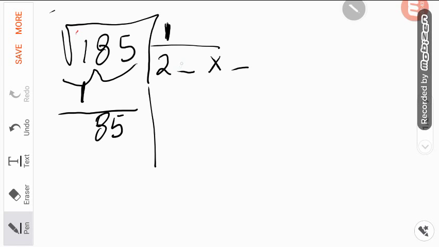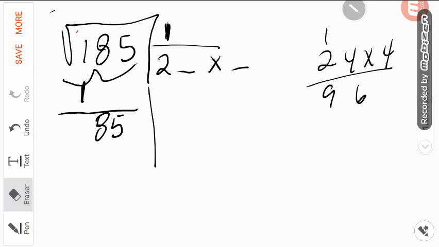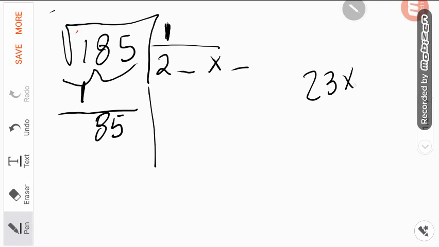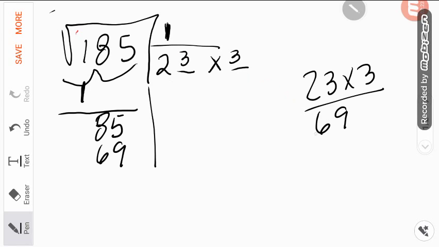If I use 2, it will be 22 times 2 is 44. If I use 3, it will be 23 times 3, it will be 69. If I use 4, it will be 24 times 4, and that will be 96, which will go over, so that number will not serve us. So the number that is closer without going over would be 23 times 3. So 3 times 3, 9, 3 times 2, 6, so we have 69. Okay, so this number here is 3. So when we multiply 23 times 3 is 69.